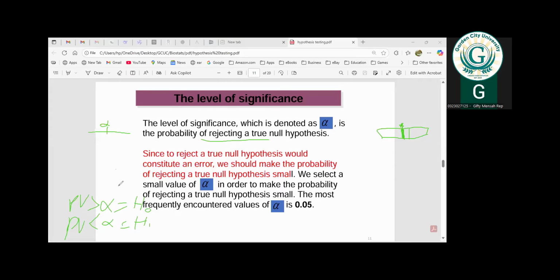So please, someone said come again. I'm saying that whenever the probability value is greater than alpha, it is in favor of the null hypothesis. Sorry, whenever your probability value is greater than alpha, it is in favor of the null hypothesis.